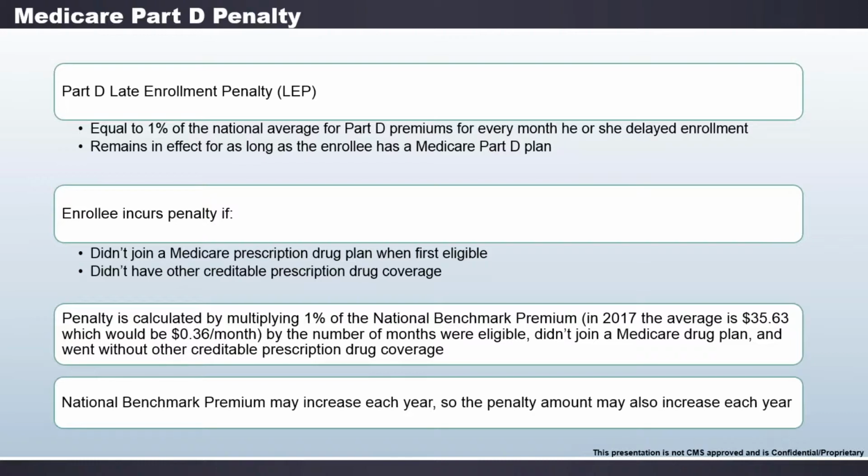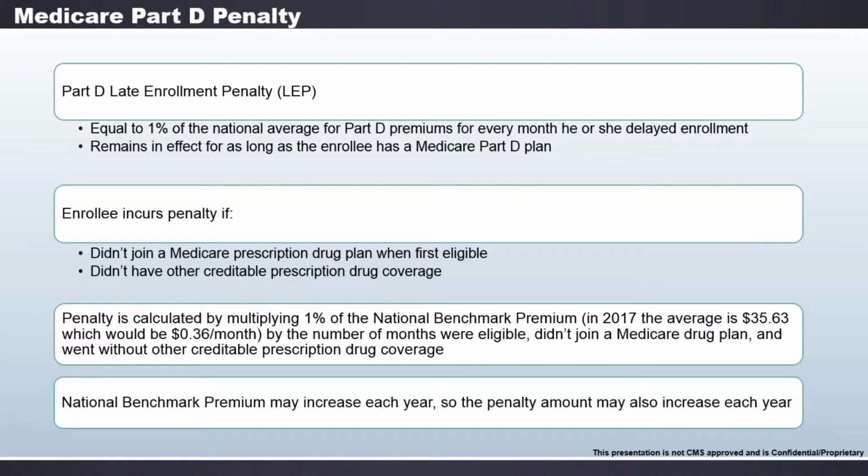And so it would be 1%. But if they go a couple of years on that 1%, then it can add up to quite a bit. It is calculated by multiplying that 1% by the national benchmark premium. Where it says the average of 2017 was $35.63, that's about 36 cents a month.